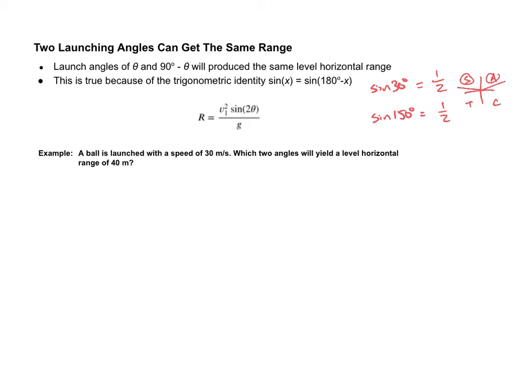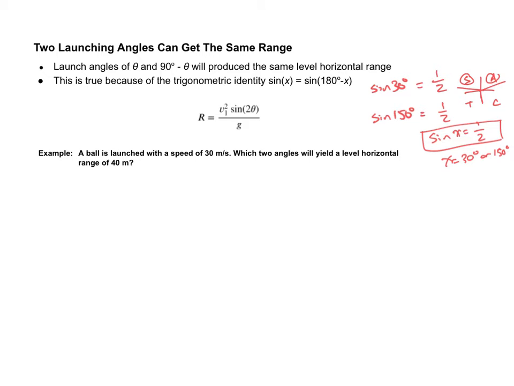So there's two answers to this equation. If sine of x equals 1/2, what does x equal? It could equal 30, or it could equal 150 degrees. There's two answers. And because of that, when you look at this range formula for projectiles, it uses sine there, and it turns out that two different launch angles could produce the same horizontal range using the same launch speed.